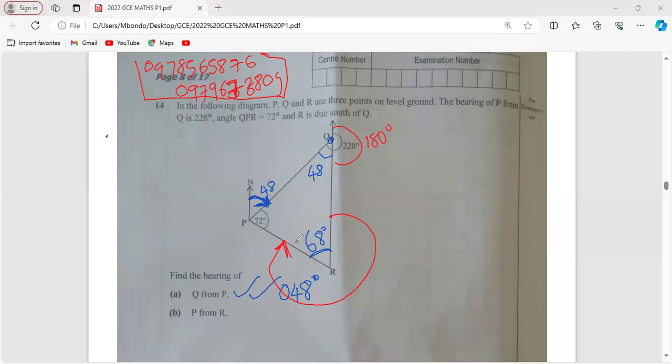How we are going to do this one, you know that a complete turn is 360. So from the complete turn, we have 68. This angle will be 360 degrees minus 68 degrees. What are we going to get? 360 minus 68 is going to give us 292 degrees. And this is what is going to be our answer.